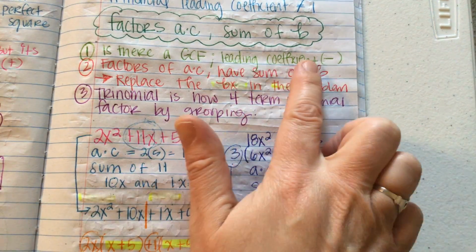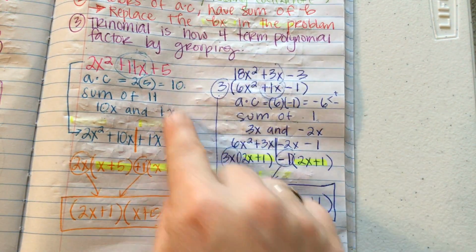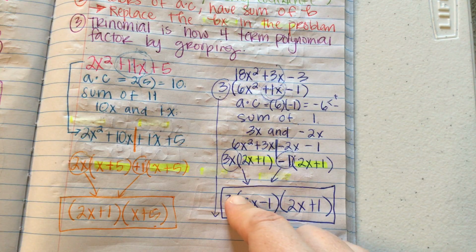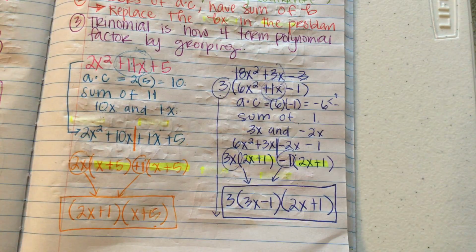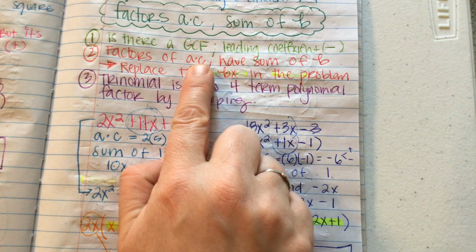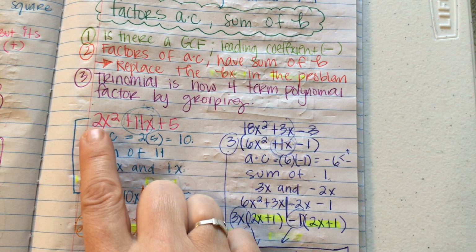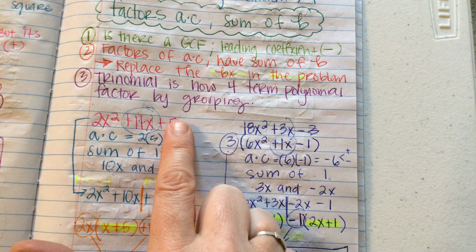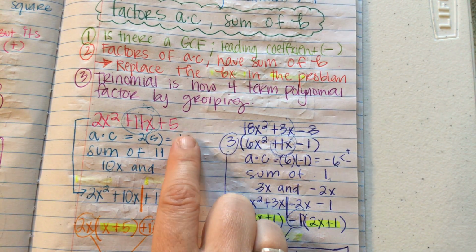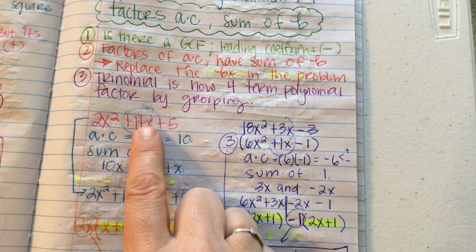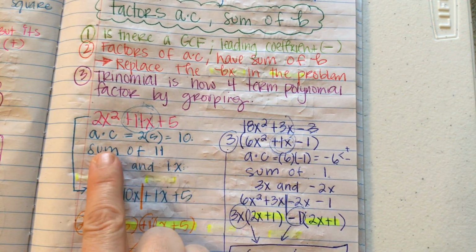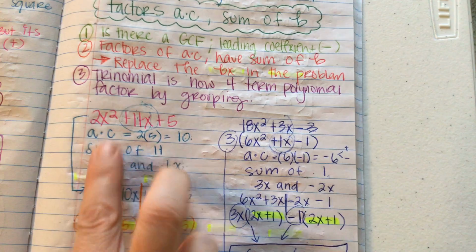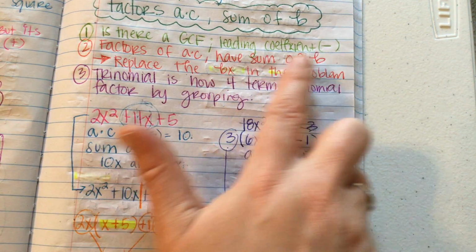Is there a GCF or a leading coefficient that's negative, like this problem, right? We had a GCF that we took out to begin with. And then if that helps, you can cross this out so you don't get confused of what you're working with. Then you're looking for factors of A times C that have a sum of B. So you're taking your A value times your C value, and you want factors of that number that have a sum of B.